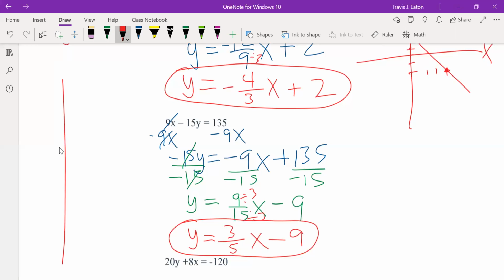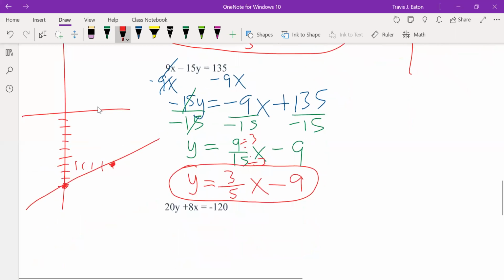If we were to graph this on a line, we would have to go down to -9: 1, 2, 3, 4, 5, 6, 7, 8, 9, and it would cross the y-axis there. But it has a slope of 3/5, so it would go up 3, 1, 2, 3, and then over 5: 1, 2, 3, 4, 5. And we would put our point there, and we could draw our line just like that, because it's in slope-intercept form. Slope-intercept form is so easy to graph with.